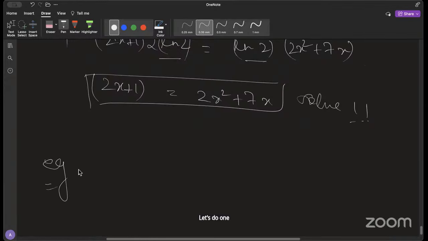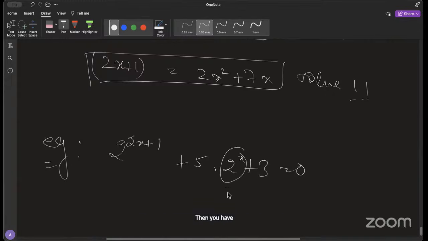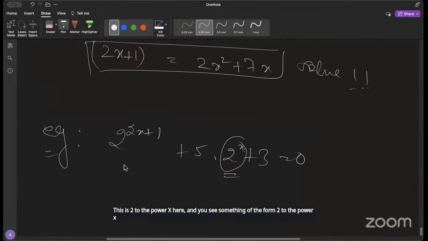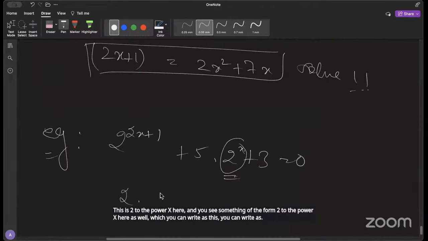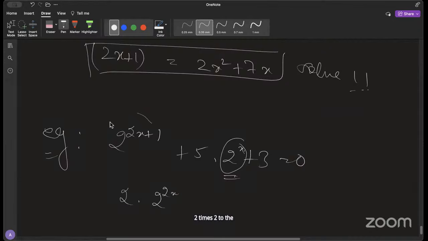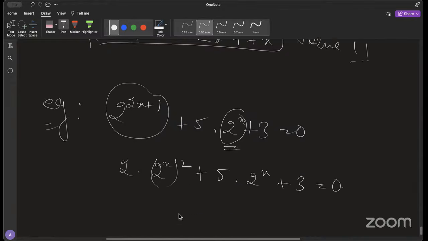Let's do one more example. It's this one, 2 to the power x plus 1, 5 times 2x plus 3. Now let's say some equation of this form is given to you. Then you have to identify these things. This is 2 to the power x here, and you see something of the form 2 to the power x here as well, which you can write as 2 times 2 to the power 2x, right? And this is the same as 2 to the power x whole square plus 5 times 2 to the power x plus 3 is equals to 0.